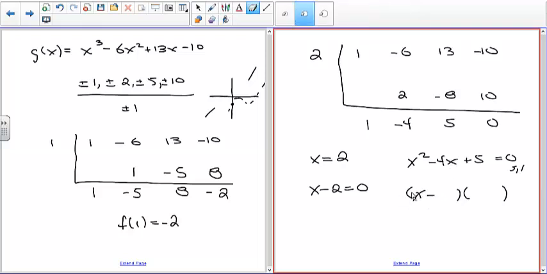We can do completing the square or the quadratic formula. So let's use completing the square. So what we would do is move the 5 to the other side. It becomes negative 5.